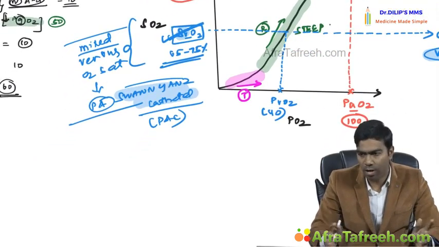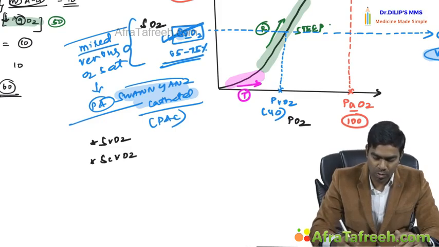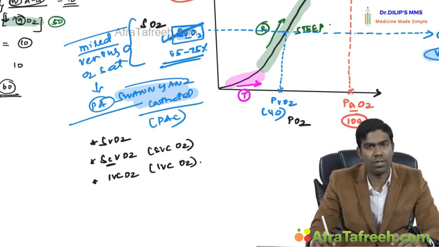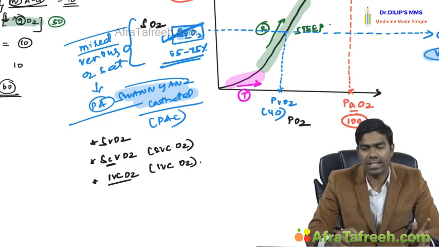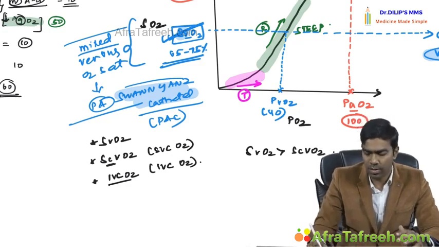And you have a lot of stuff to know in this. You have something called SvO2, that's the mixed venous oxygen saturation, which you know already. You have something called ScVO2, the superior vena cava oxygen saturation. And you have something called IVC O2, typically the inferior vena cava oxygen saturation. So normally speaking, your SvO2 and your ScVO2 are going to be different, in the sense that your SvO2 will generally be more than your ScVO2. This is a normal thing.